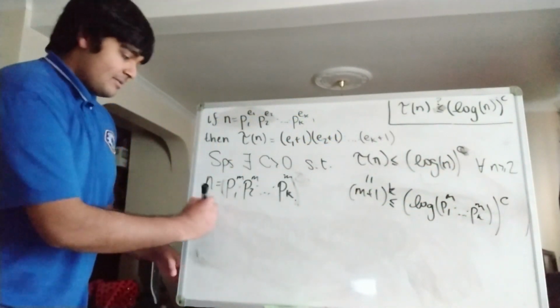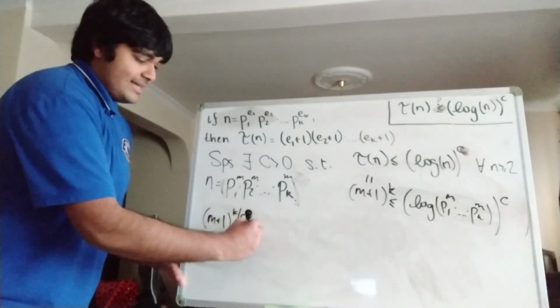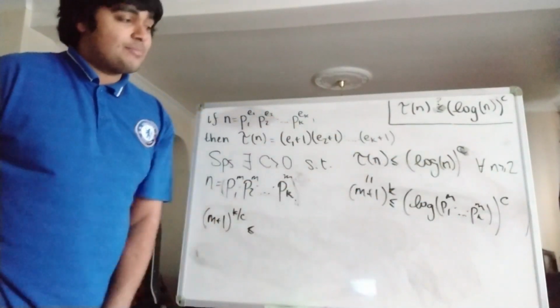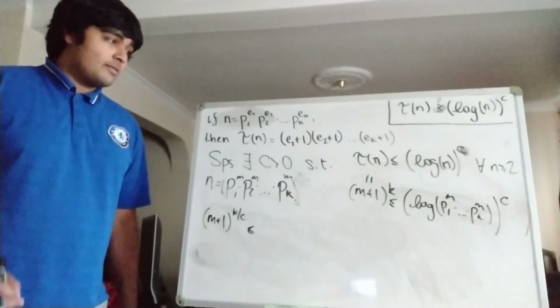Now let's bring this over here. So we've got m plus 1 to the k, and in fact I'll take the cth root on both sides straight away, is less than or equal to just the thing inside the brackets now, log of p1 to the m times p2 to the m times so on all the way up to pk to the m.